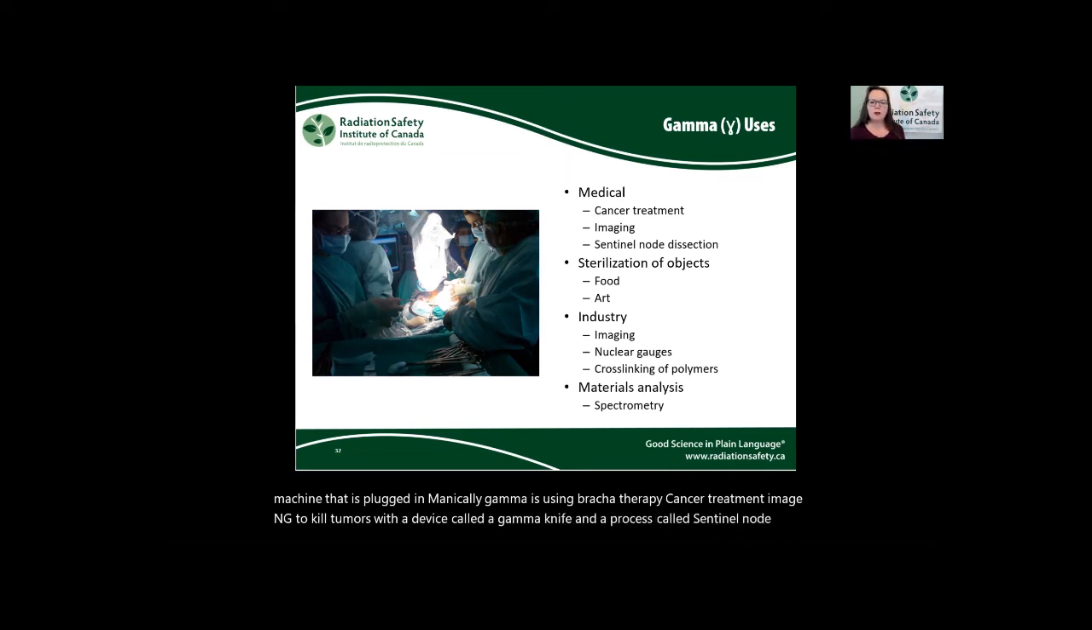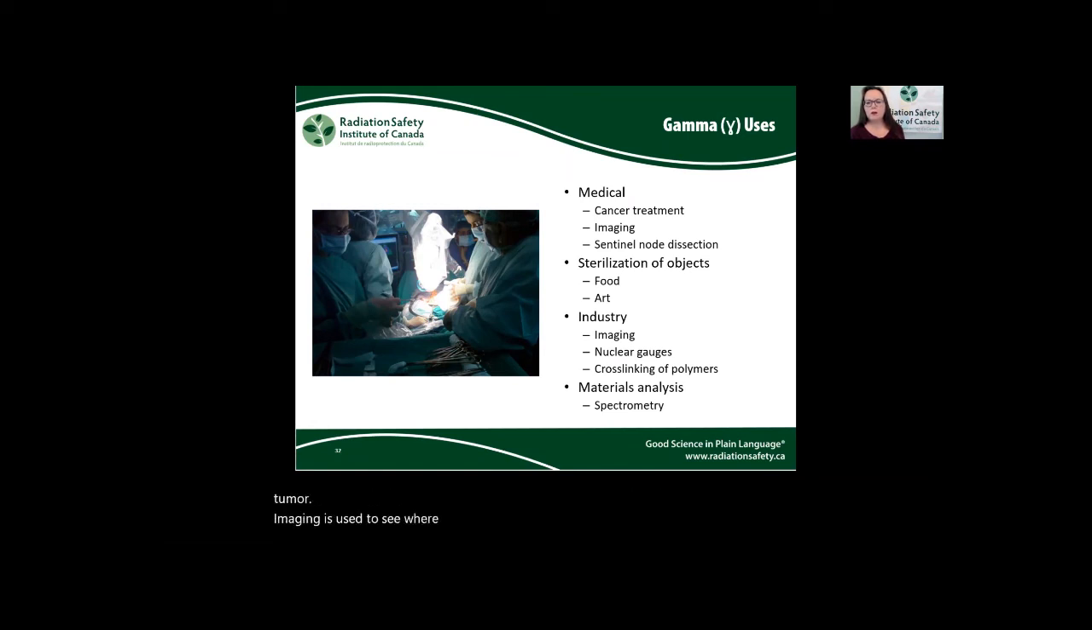In sentinel node dissection, a radioactive tracer or a dye is injected into an area near a tumor. Imaging is used to see where it concentrates. This helps the doctor to see how lymph travels from the tumor to the lymph nodes, so they can remove a node or two to check for cancer. Technetium-99m, a gamma emitter, is commonly used.